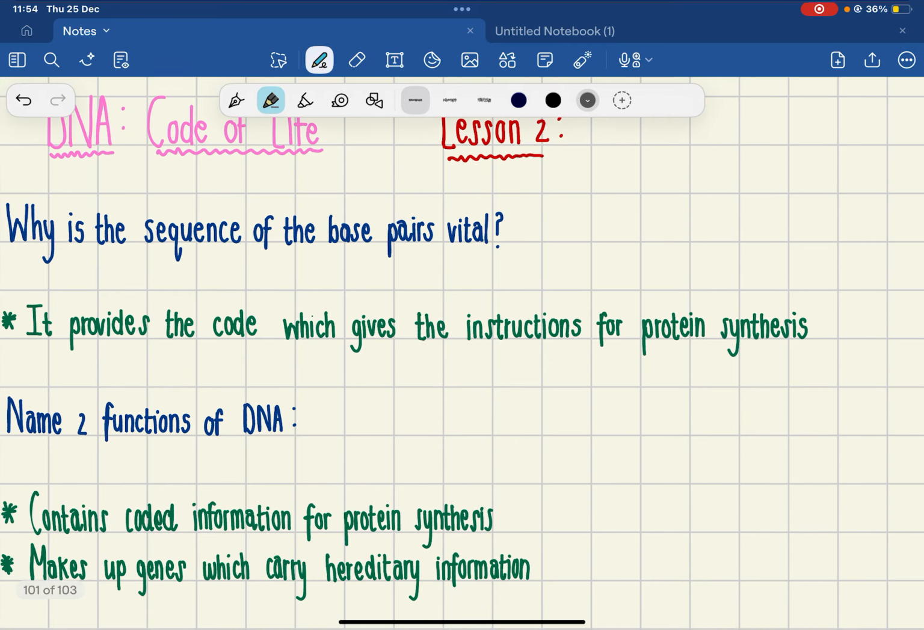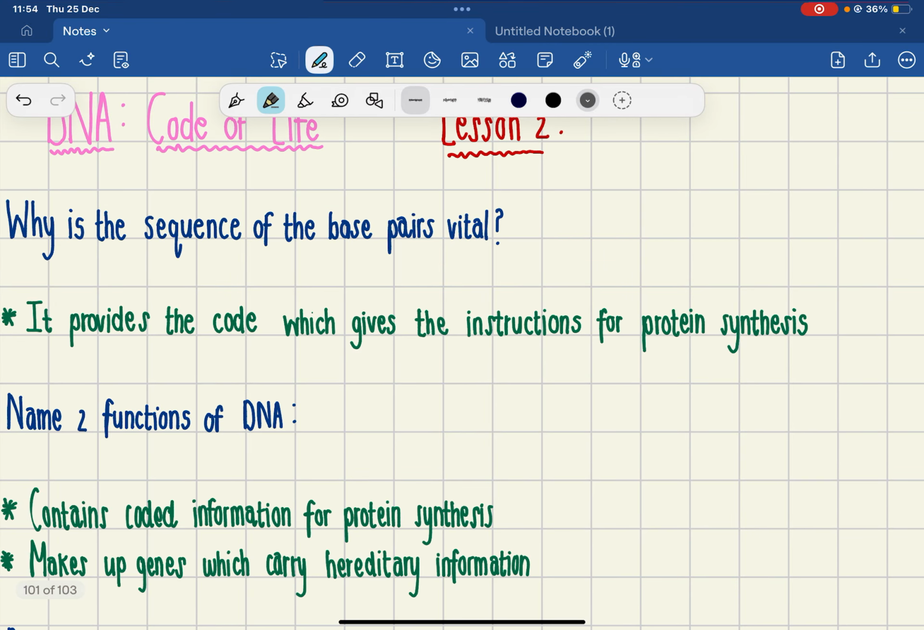So let's quickly start. Boys and girls, we found out in the previous lesson, the first video, that in DNA, adenine bonds to thymine and guanine bonds to cytosine. And we remember this by using the rhyme apples and trees. So adenine binds to thymine; cars and garages, cytosine bonds to guanine.